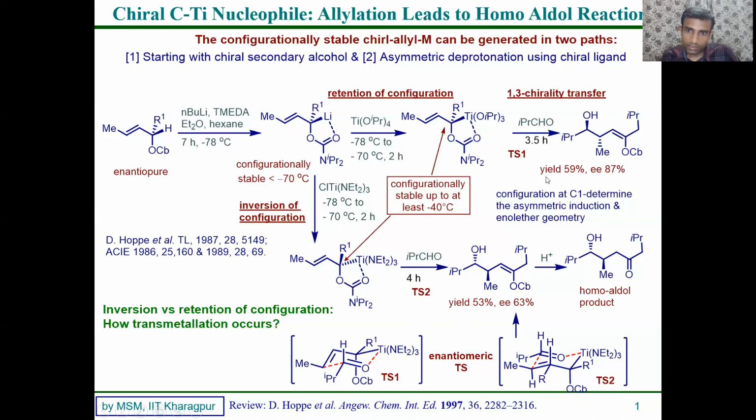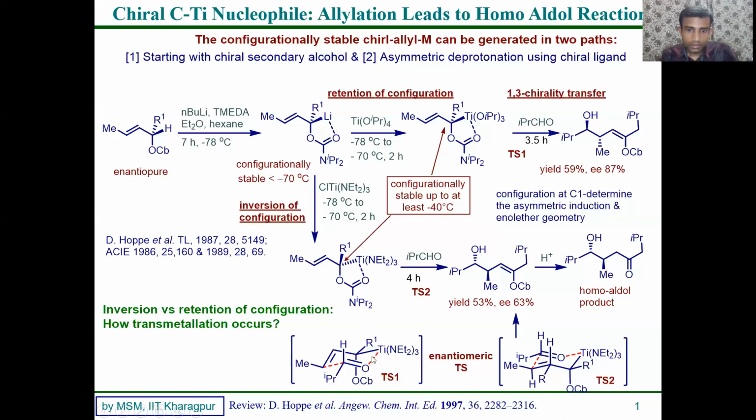Now, if you consider transition state 1 and transition state 2, they are enantiomeric, because you started with two enantiomers. You cannot say they are completely enantiomeric, because here it is isopropoxide and here it is the NED2. But up to titanium, you can consider them as enantiomers, considering this chiral center only.